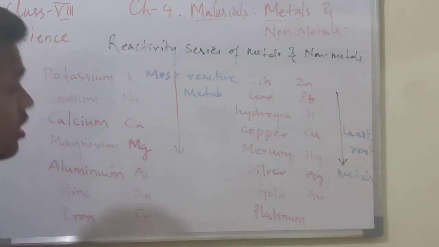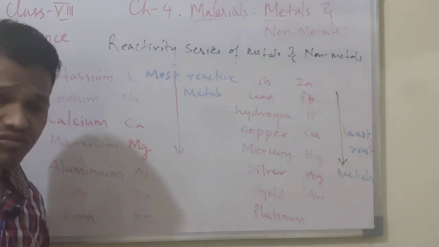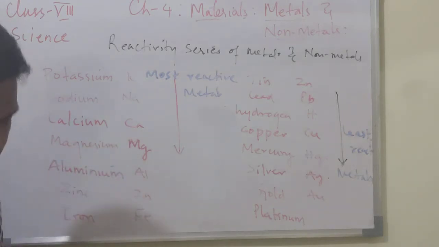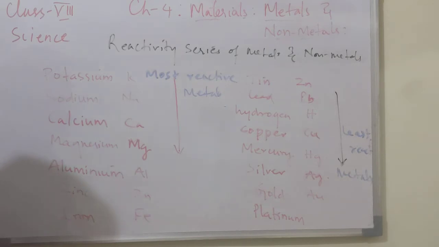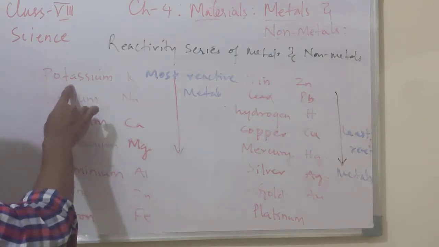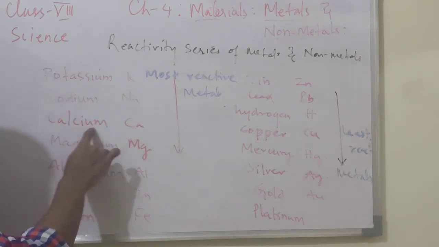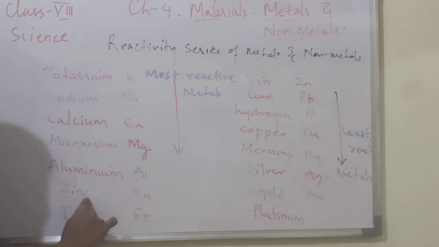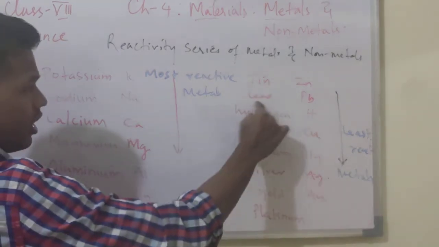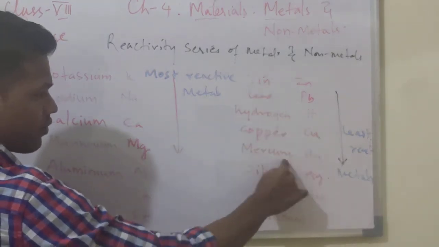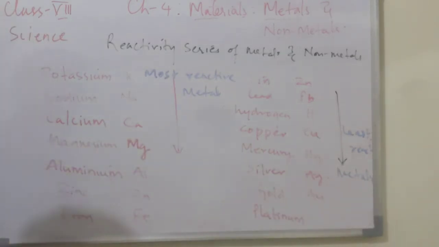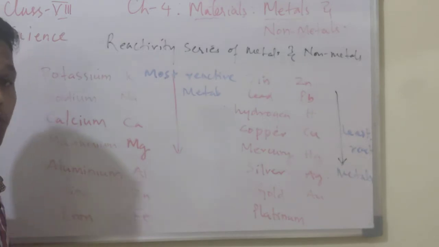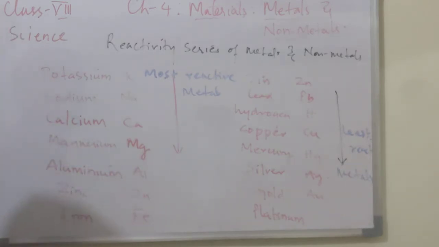Got it? Now we will study reaction with acid. I hope you have listed all of these. It is not properly visible, but the order is potassium, sodium, calcium, magnesium, aluminum, zinc, iron, tin, lead, hydrogen, copper, mercury, silver, gold, platinum. Remember this order. It will be very useful while explaining displacement reaction.